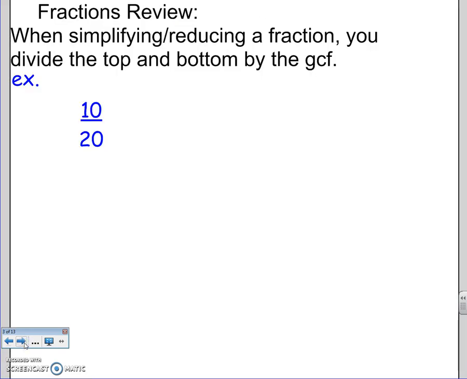When you're simplifying or reducing a fraction, you divide the top and bottom by the GCF. So if I gave you 10 divided by 20, you're supposed to figure out that you can divide the top and bottom by 10. So that gives me 1 over 2. Now that is correct, but when there are variables involved, it's going to be less obvious.